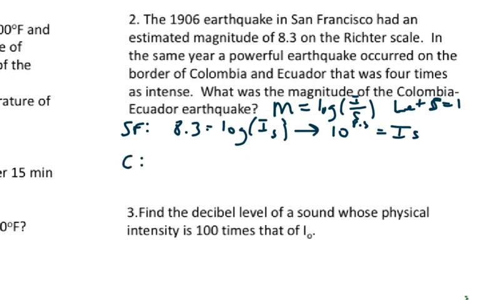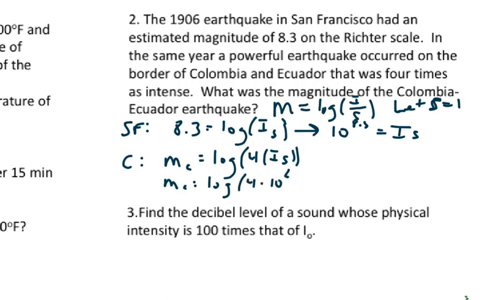All right, now let's look at the Colombia one. For the Colombia one, we don't know the magnitude. That's what we're looking for. So the magnitude of the Colombia one equals log of... This one says it was 4 times as intense as the San Francisco one. So 4 times the intensity of the San Francisco one. Well, we know the intensity of the San Francisco one was 10 to the 8.3, so let's just fill that in. Our magnitude is going to be log of 4 times 10 to the 8.3. Now we would just use our calculators, and we would get the magnitude of the earthquake in Colombia is 8.902 on the Richter scale.